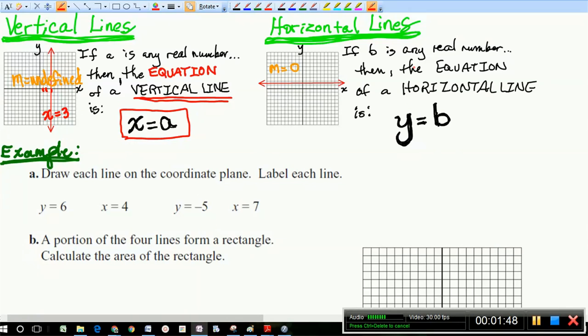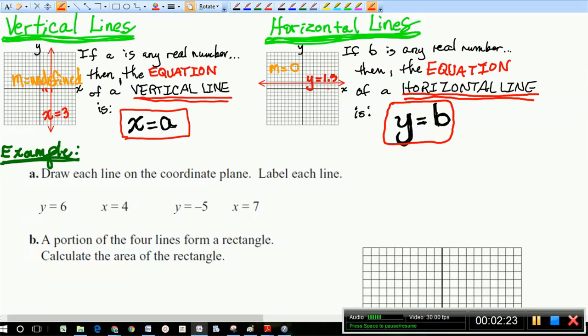Now over here on the right, horizontal lines. Remember, this is the equation of a horizontal line. If you have y equal to some real number, again, there's no x in the picture. It's just y is equal to some number. This will be the equation of a horizontal line. And in my picture here, y is about at 1.5. So this is the graph of the horizontal line y equal to 1.5.